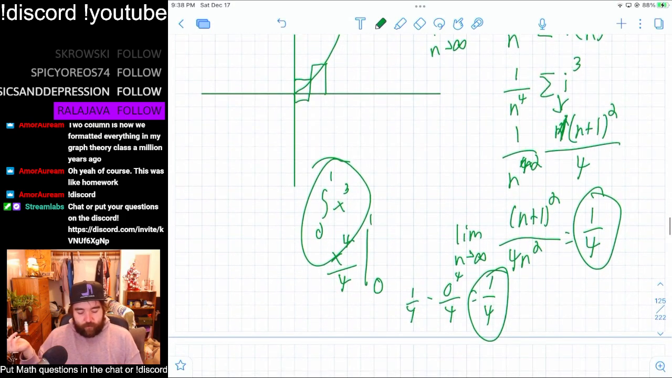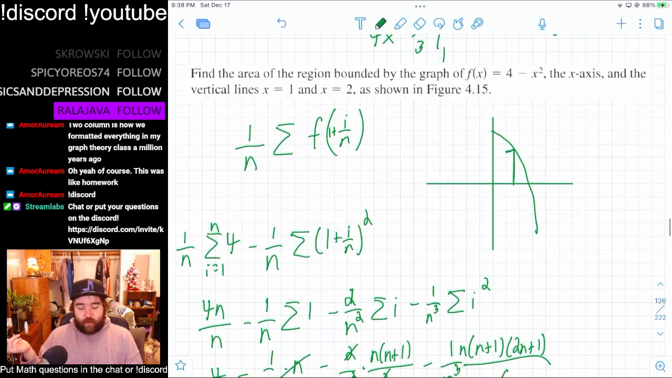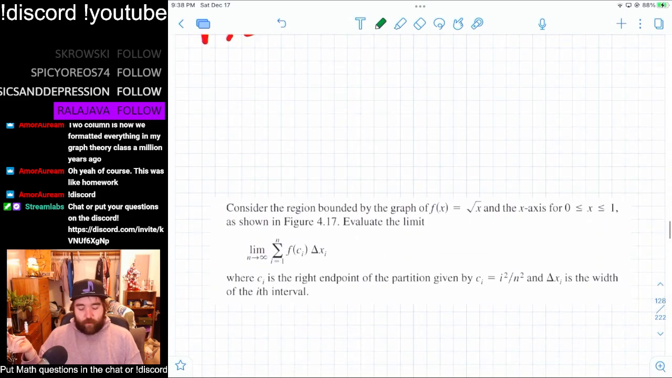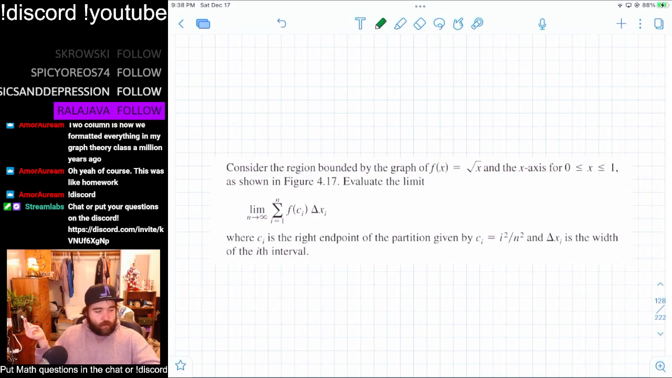So I hope that was helpful. Thinking about Riemann sums, thinking about summation. We're going to be doing something similar in the next section.